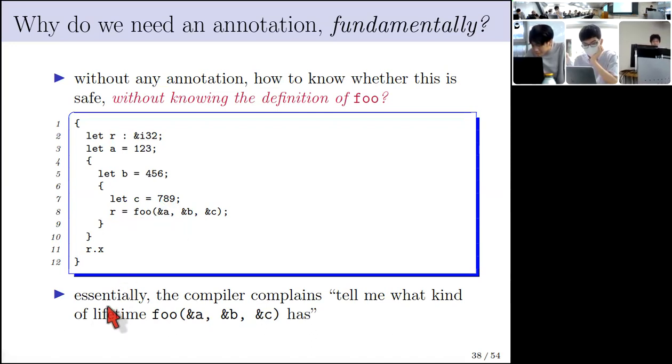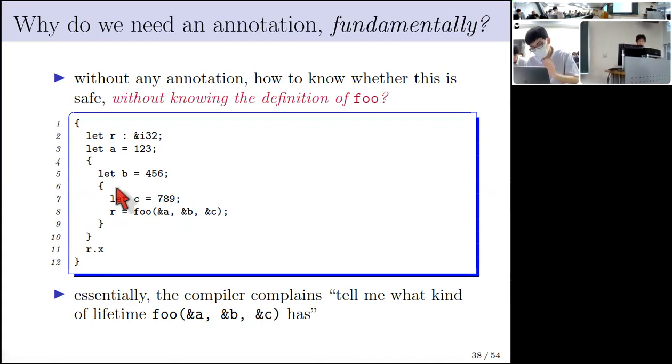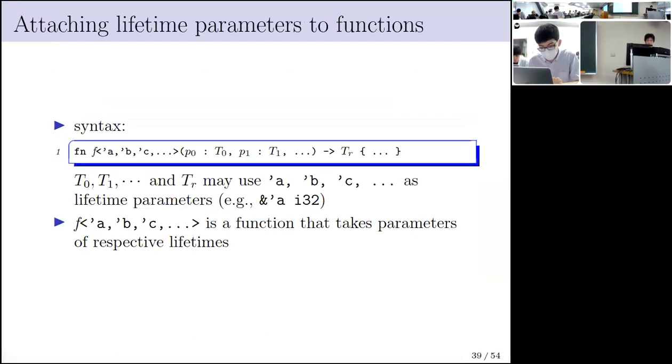So it's essentially, of course, that the compiler has to know something about this foo function. So forget about this. I guess you got what I was saying. So this is how you can actually specify lifetime parameters of functions, either parameters or return values.